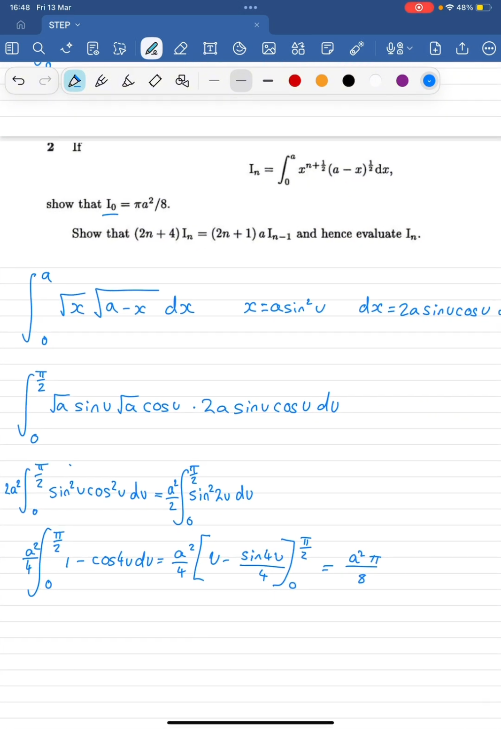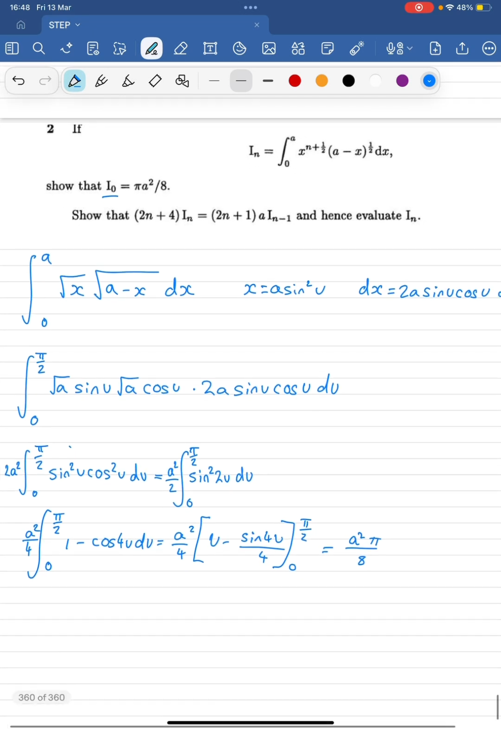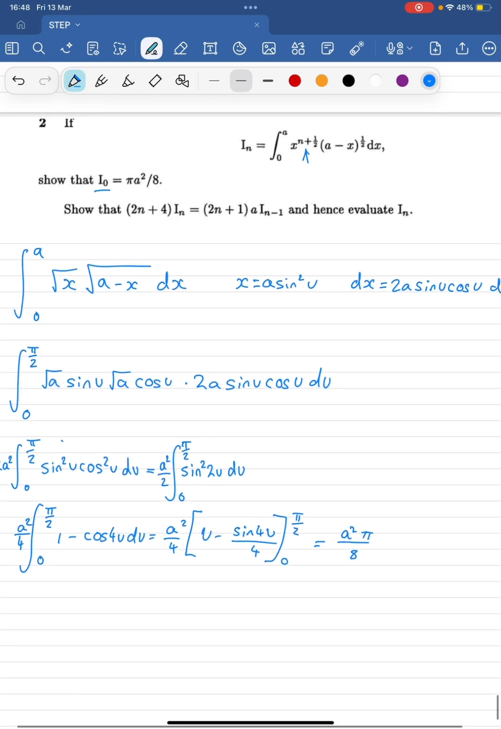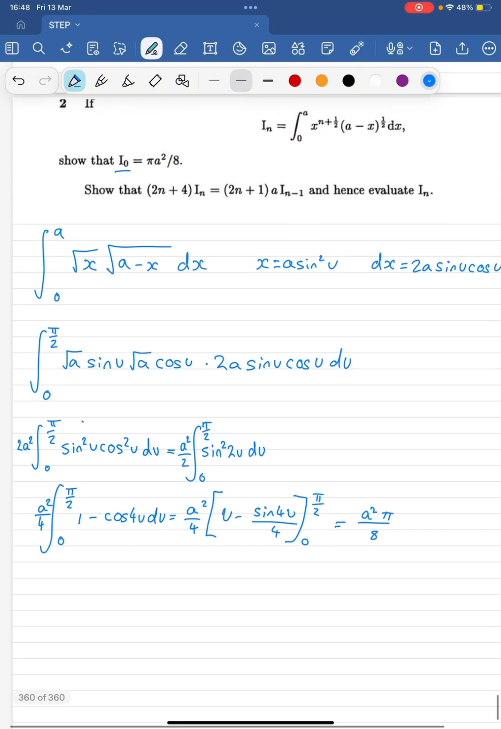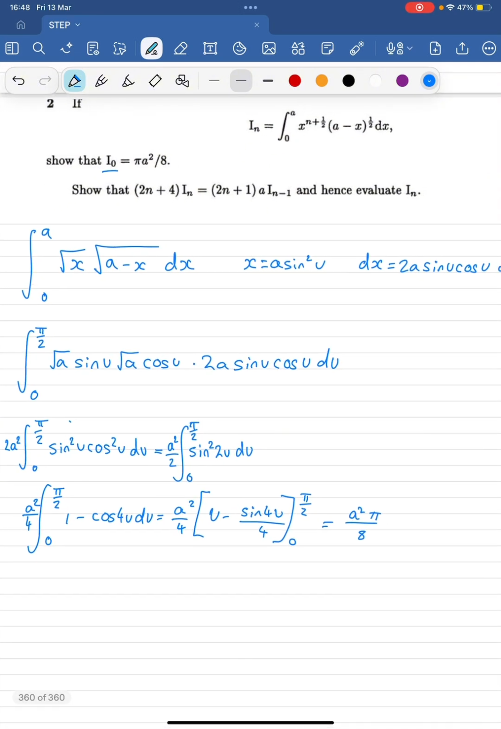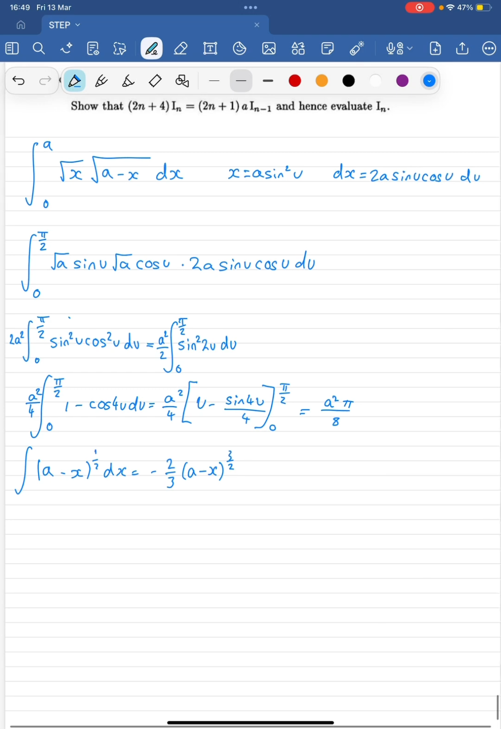So we kind of just want to do some by parts on I n, because we want this n to be n minus 1. So we're going to be differentiating the left term, and I'm just going to think about integrating this. So if I increase the power to 3 over 2, then I'll get minus 2/3 a minus x to the power of 3 over 2, I think. Yeah, that's right.